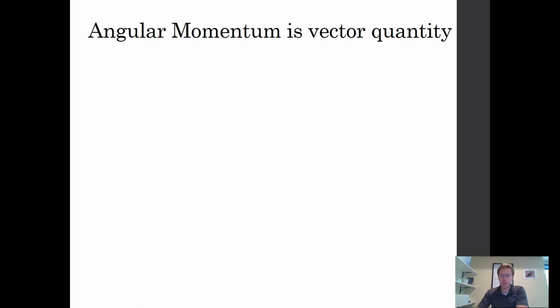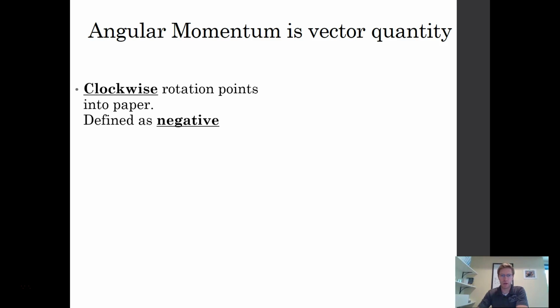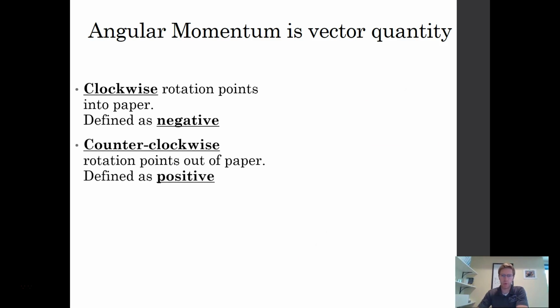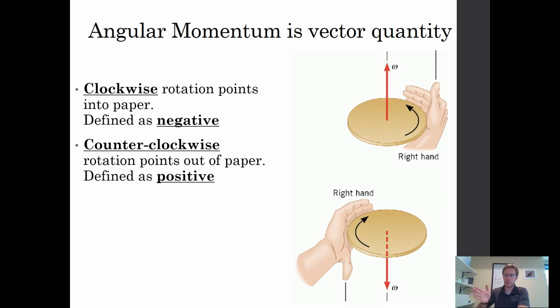So angular momentum, keep in mind, is a vector quantity. Sometimes this confuses people. What direction is the vector quantity? So remember, clockwise is negative, counterclockwise is positive, and you can use the right-hand rule to help you determine what direction is the angular momentum of a wheel if it's in the horizontal plane parallel to the ground?